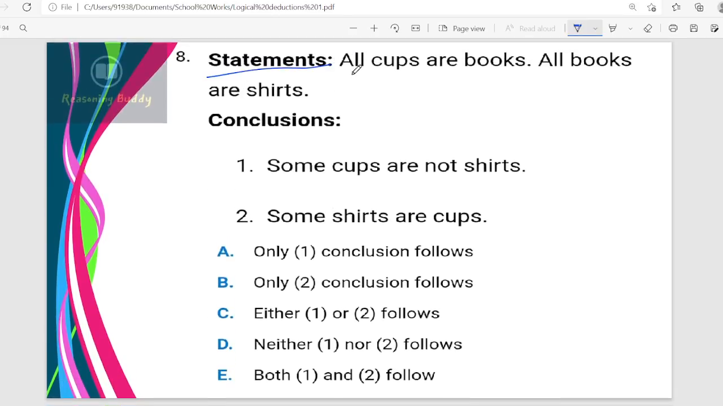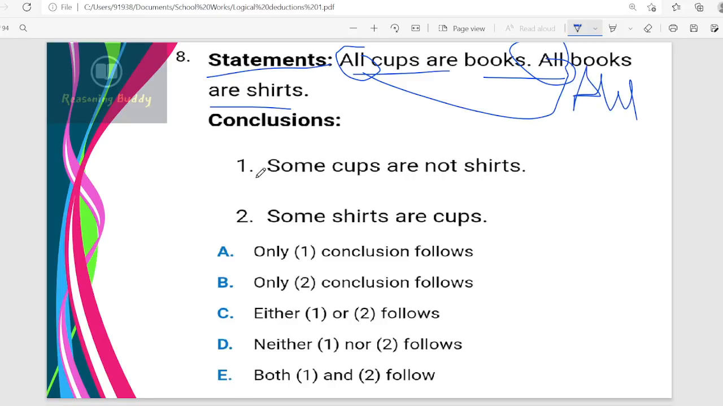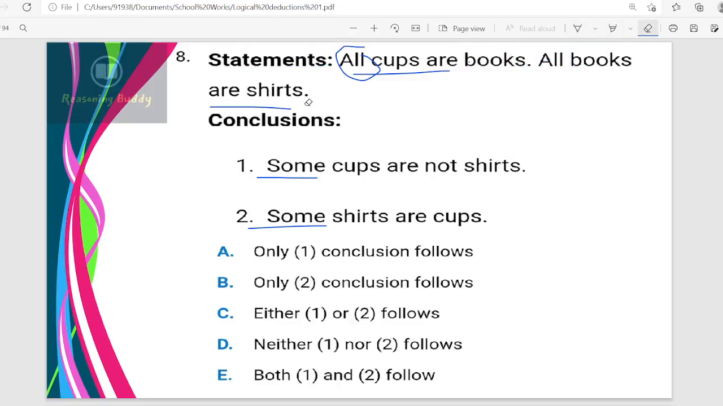Next, statements. All the cups are books. All the books are shirts. So in place of all and all, the answer should be in all or some. Okay, some is there. Next, books is distributed at least once, so rule 2 also follows.